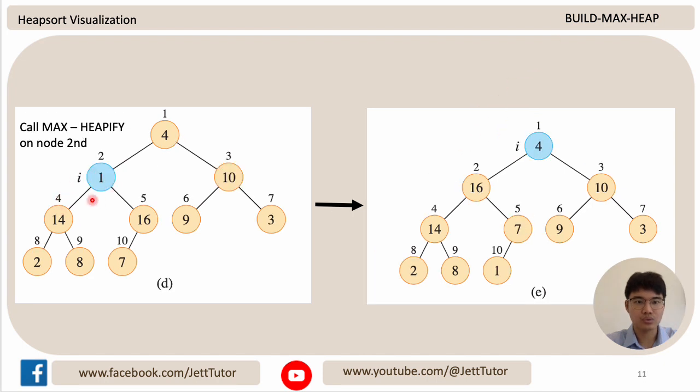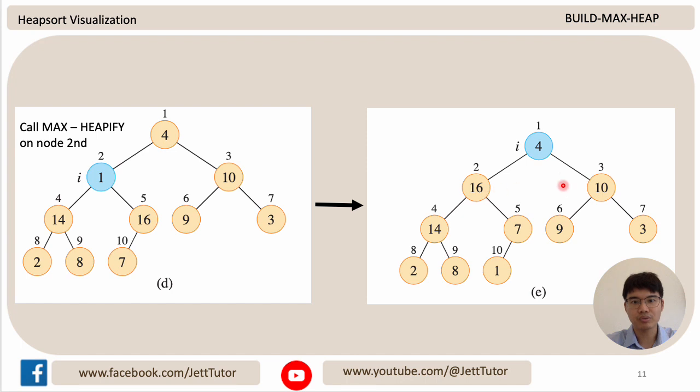Since the node 2 value is 1 and the left and right child values are greater than its value, we call max heapify there, and after we alter all the values of the nodes in that tree, we got the result in figure E on the right to be 16, 14, 7, 2, 8, and 1. So this is a good condition of the heap.